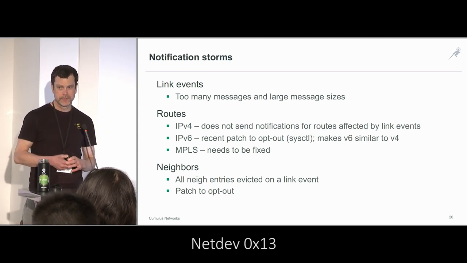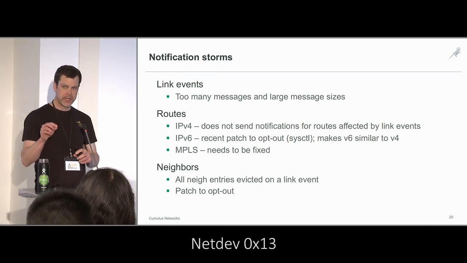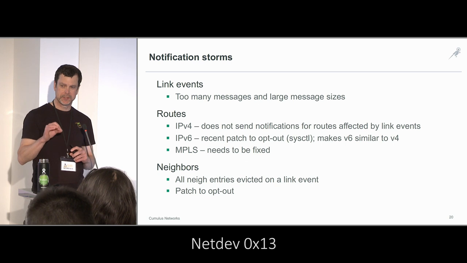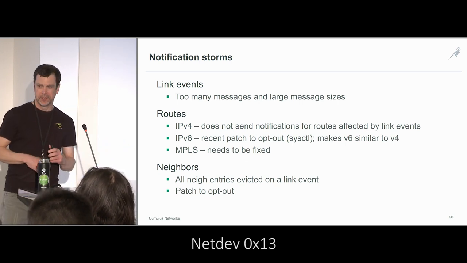Whoever's doing it in user space already knows the hierarchies. And if the link is gone, the routes are gone. Well, it's not just the application that does it. It's the other ones. So I've got some examples. I think it's on the next slide.